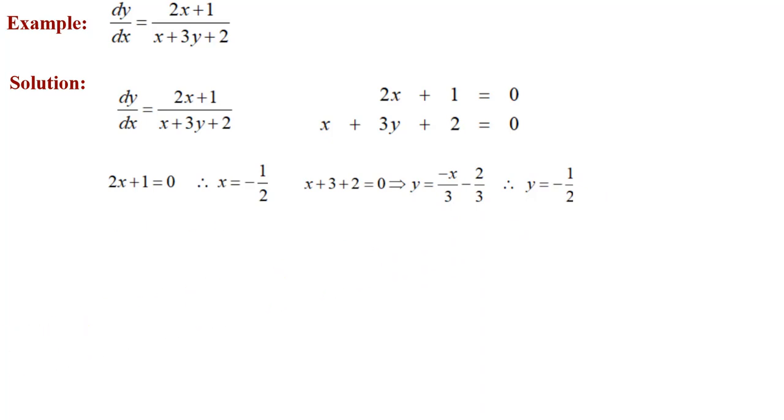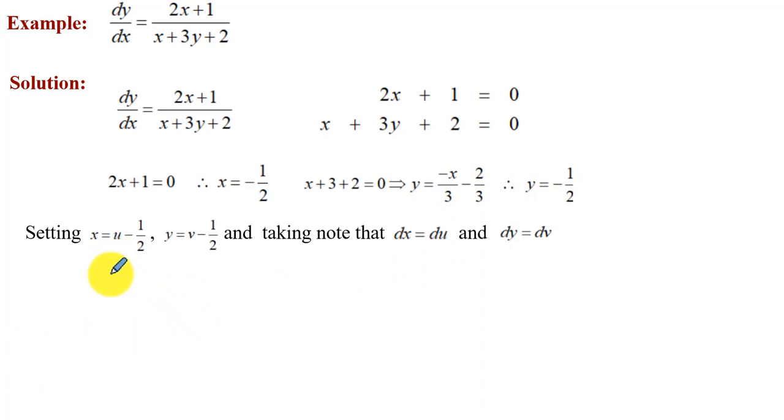Then we've got to transform the variables by setting x equal to u minus half and y equal to v minus half, and taking note also that dx is equal to du and dy is equal to dv. I think you understand why, because when you differentiate both sides here, the constants are going to differentiate to 0, like we've seen before.